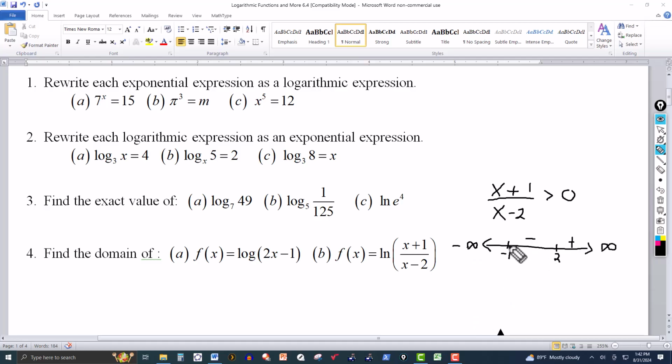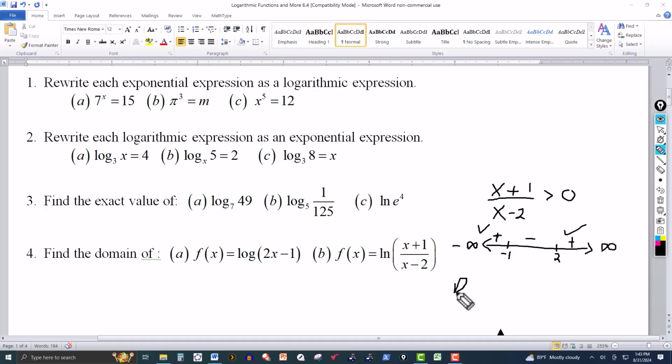And if I pick a number less than -1, say -2, -2 and 1 is negative. -2 minus 2, that's negative. Negative over negative is positive. So the domain will be all numbers to the left of -1 or to the right of 2.